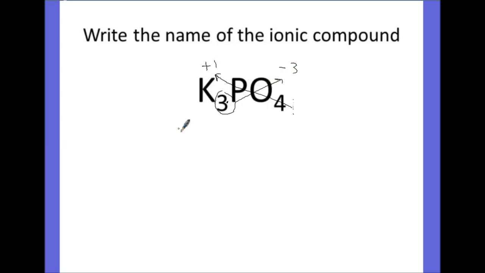Now you just identify and say, okay, what is K +1? That is going to be potassium. And what is this PO4 with a -3 charge? That is going to be phosphate. And that's what potassium phosphate is, K3PO4. Another way to do it is just by looking at the K and looking at the PO4. Once you start getting comfortable with this, it'll be like second nature to you. You'll be able to do this very, very easily.